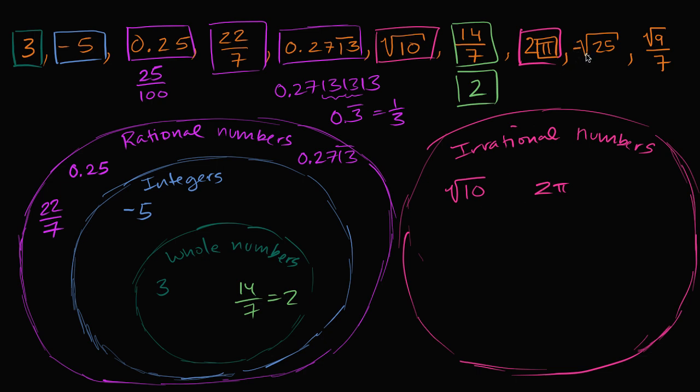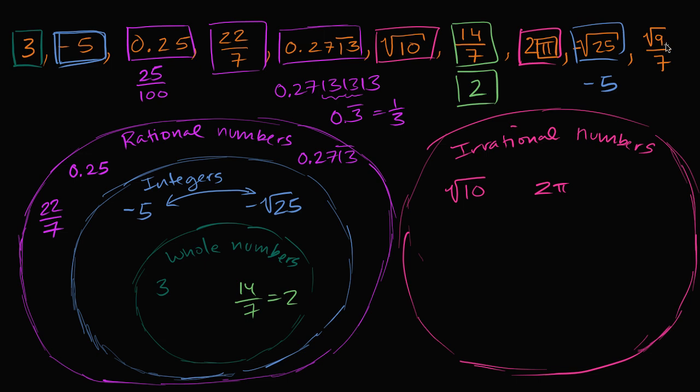Now what about the negative square root of 25? Well, 25 is a perfect square. The square root of that is just going to be 5. So this thing is going to be equivalent to -5. So this is just another representation of this right over here. So it is an integer. It's not a whole number because it's negative, but it's an integer. Negative square root of 25. These two things are actually the same number, just different ways of representing them.